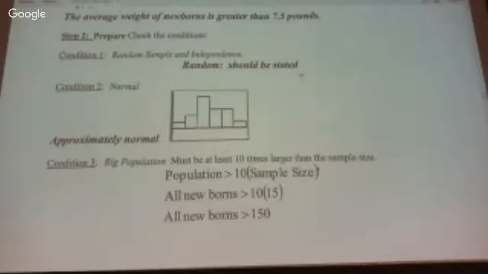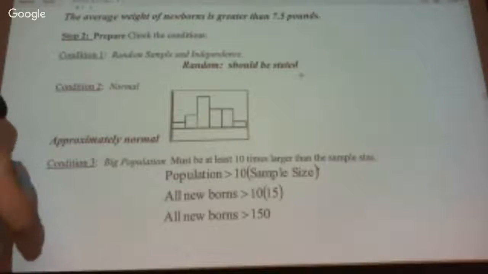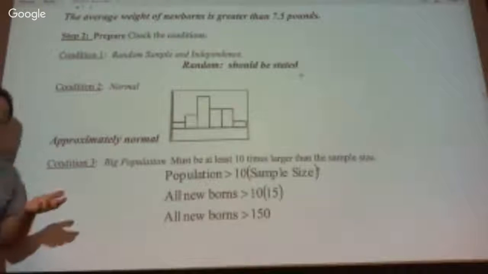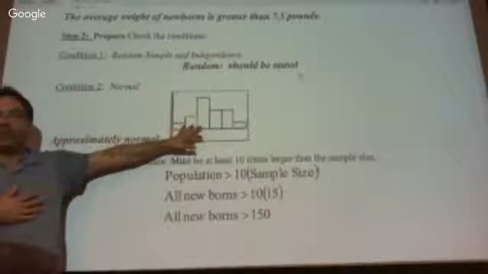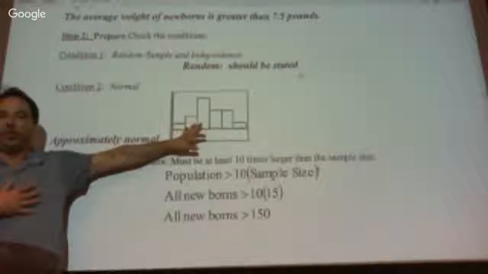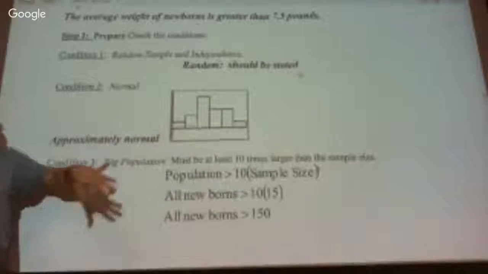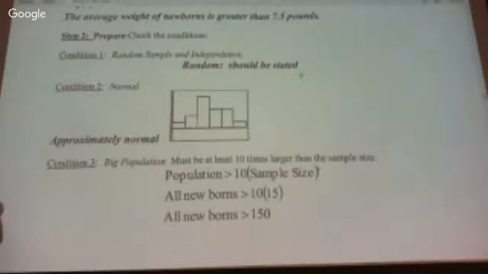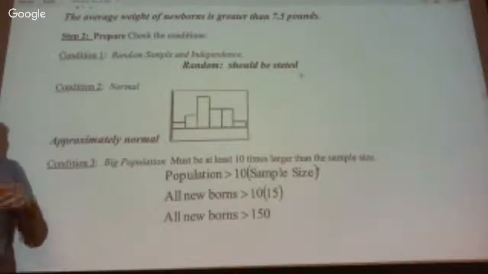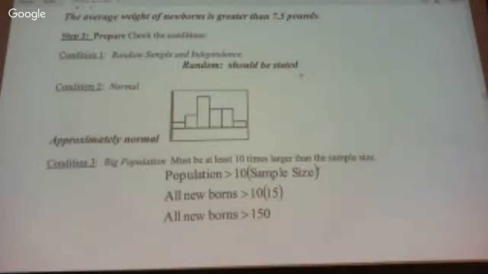Magic number for a t-test? 25. Do I have 25? No. So if it's under 25, we're going to go ahead and assume it's normal. But technically, you're supposed to make a histogram of the data. If it's about normal, you can move on. So that's about normal. And then your population, which is all newborns, has to be greater than 10 times the sample size. So you got to check your conditions.